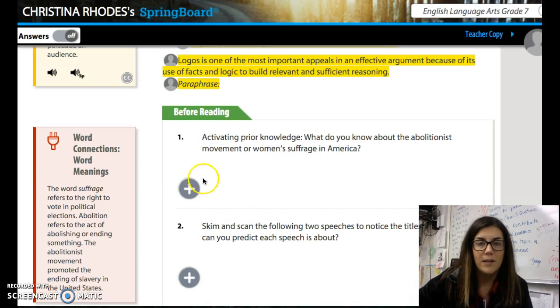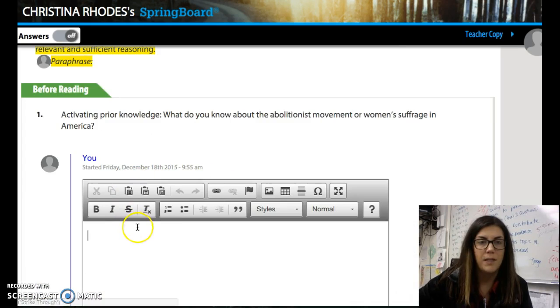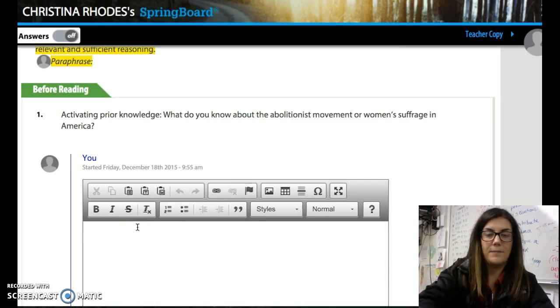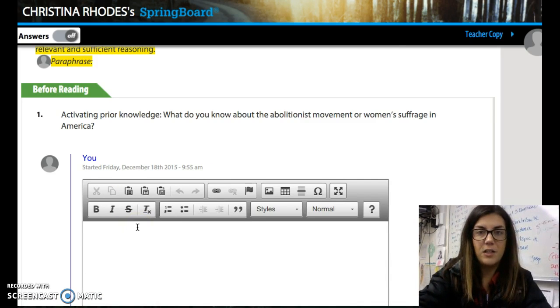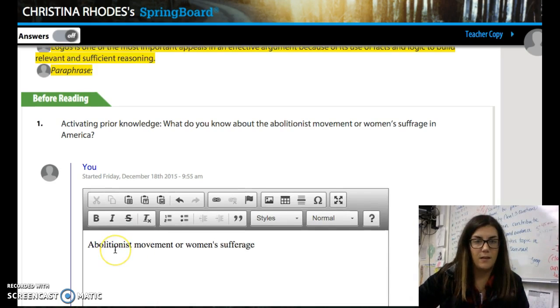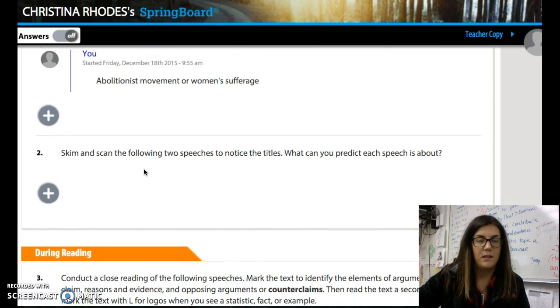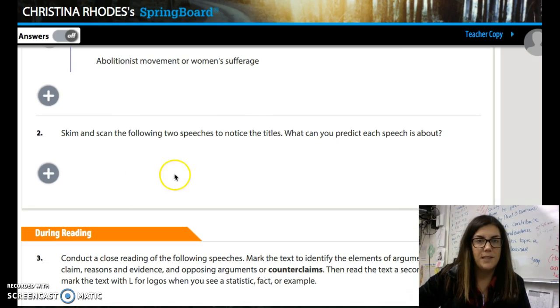Okay, next, before reading, activate prior knowledge. What do you know about the abolitionist movement or women's suffrage in America? So this is just your opinion. What do you know about that? So anything you know about the abolitionist movement or women's suffrage, please write that now. I'll pause it.